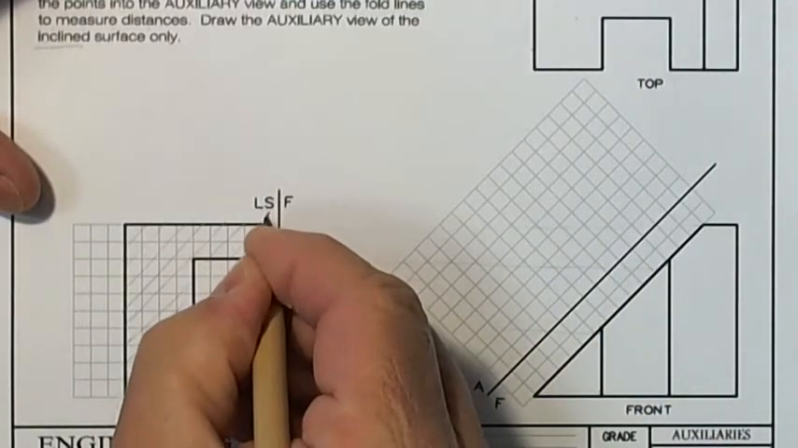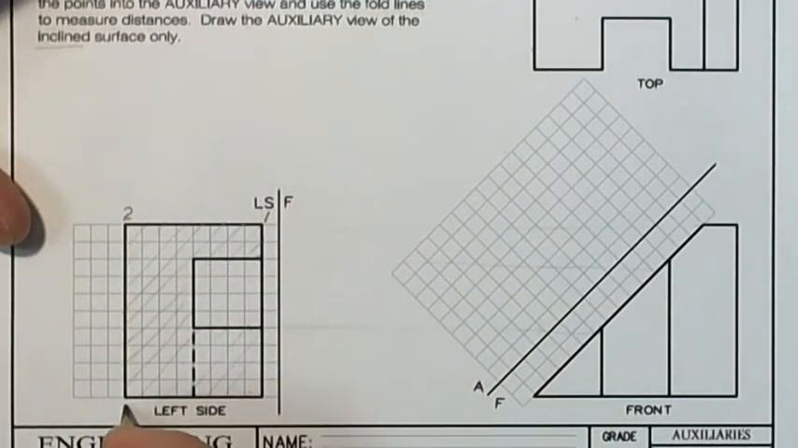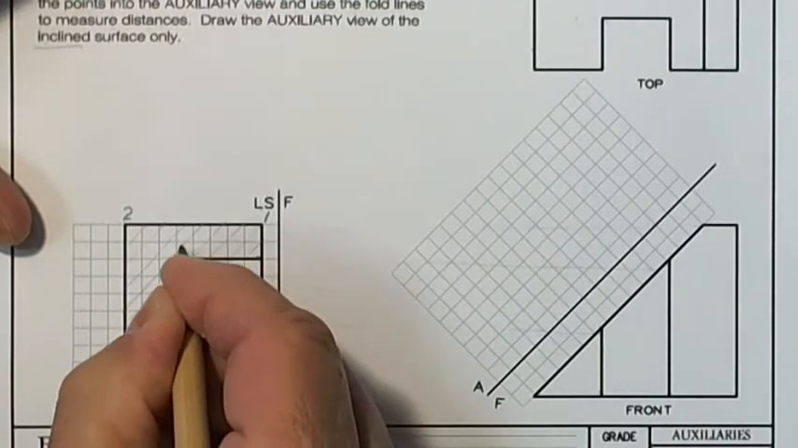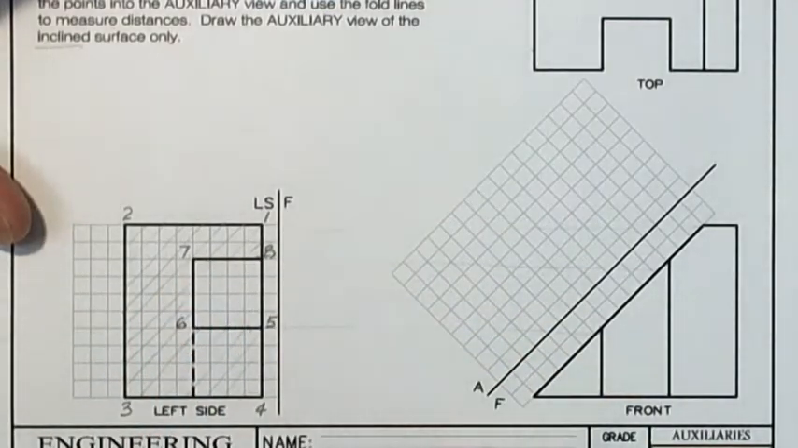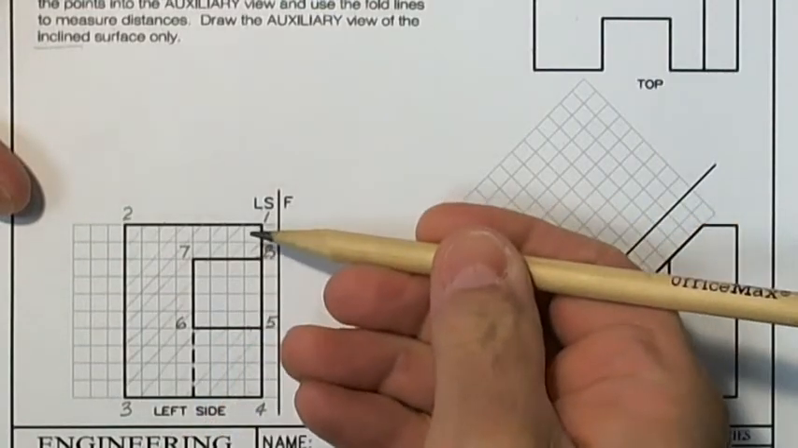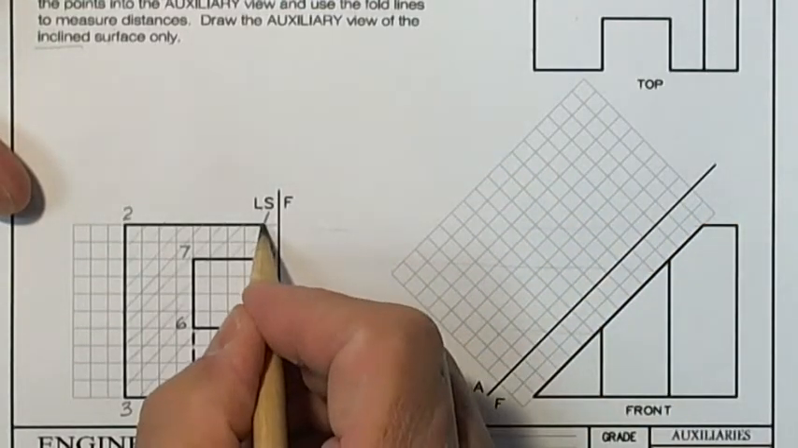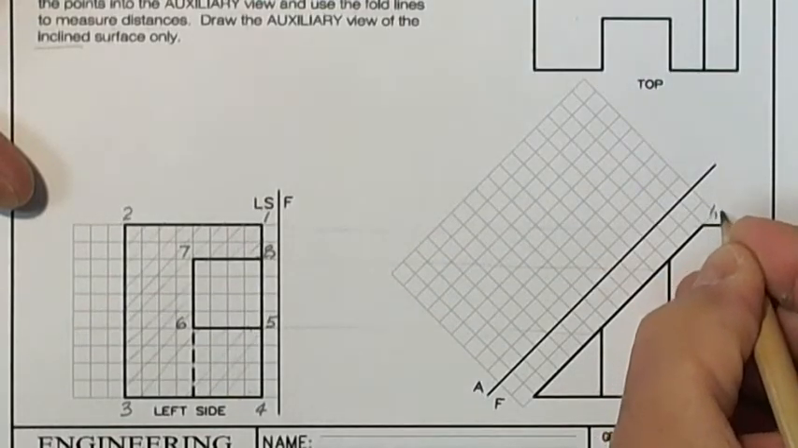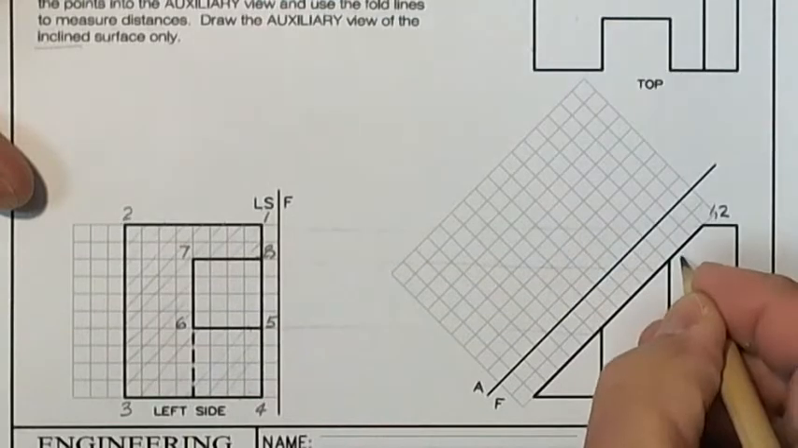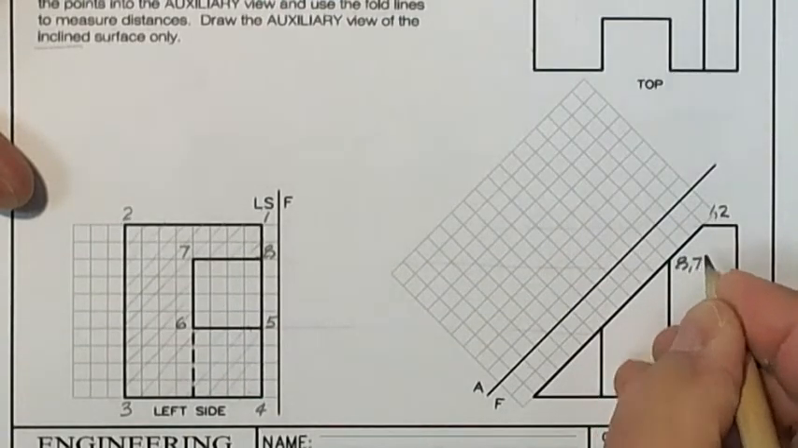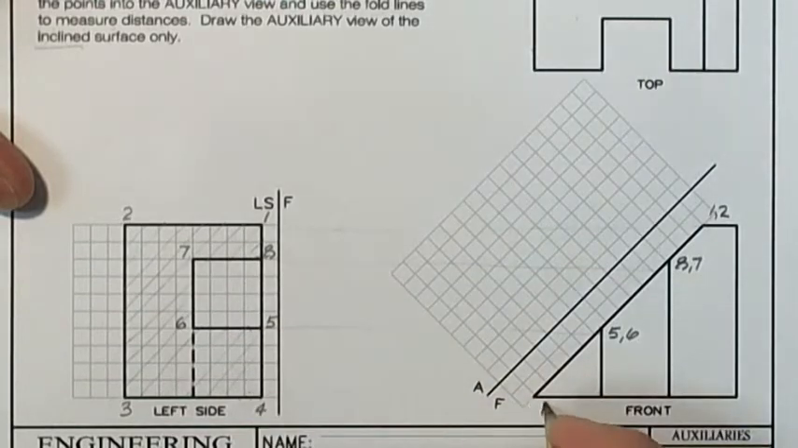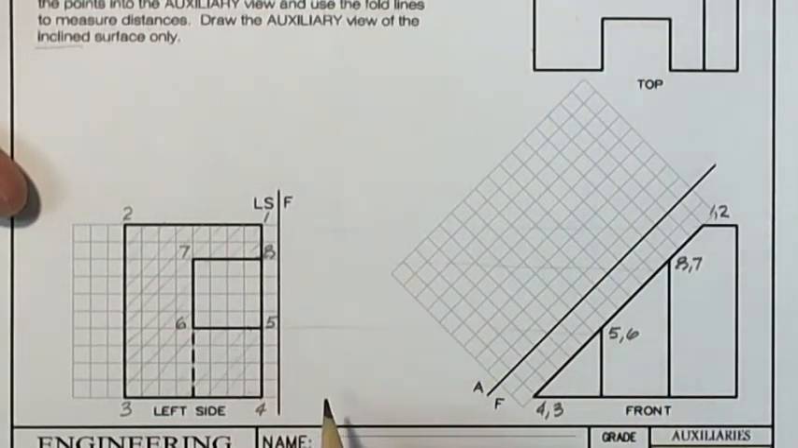If I label my points, and the order does not matter, I have 8 points. Looking toward this from this direction, I can see this would be point 1 and then 2. So this would be 1, 2. Looking in this direction, this would be 8, 7. Looking in this direction, 5, 6, and 4, 3. Now all I have to do is project those points out here and connect them.